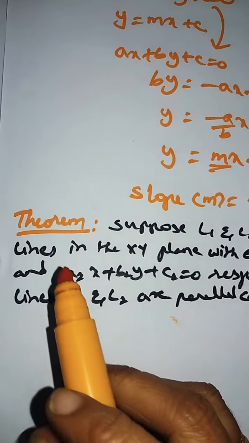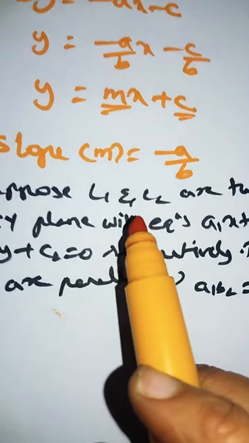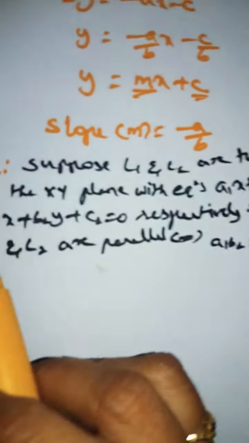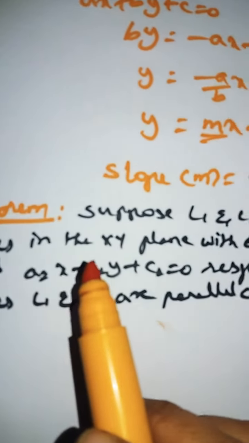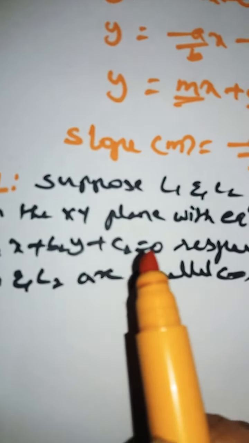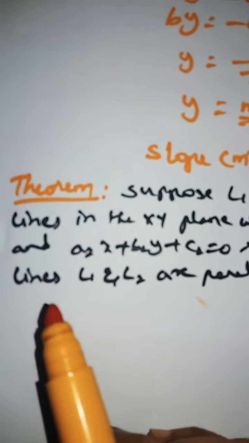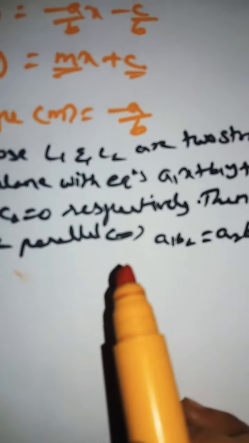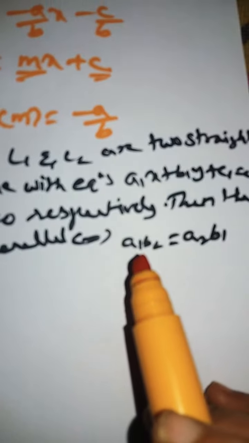Now I will explain a theorem. Suppose L1 and L2 are two straight lines in the xy plane with equations a1x + b1y + c1 = 0 and a2x + b2y + c2 = 0 respectively. Then the lines L1 and L2 are parallel if and only if a1b2 = a2b1.